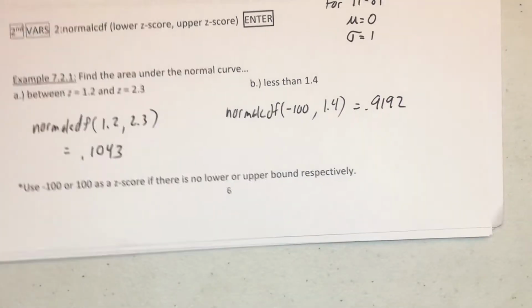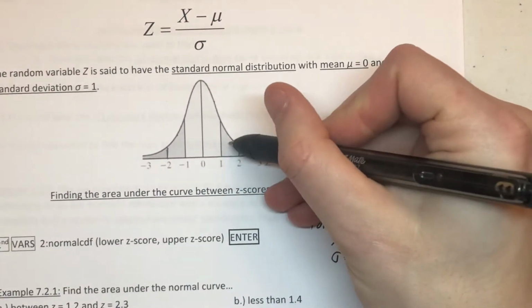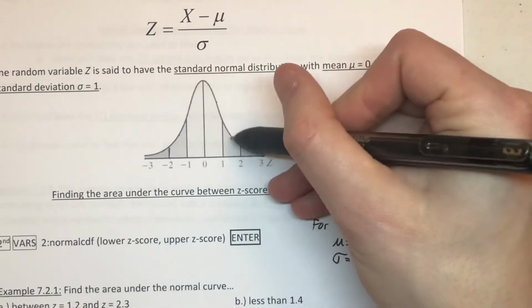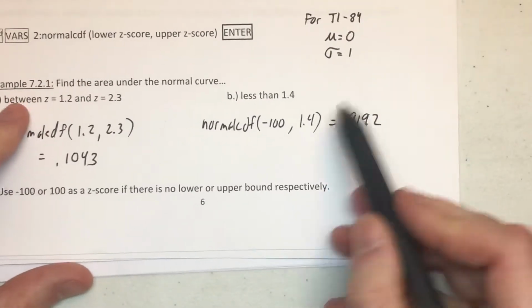And notice, let's go back to the picture for reference. That makes sense. 1.4 is way over here. This looks like the vast majority of the curve if I'm talking about everything left of 1.4, right? There's not a lot to its right. So it makes sense that this is a pretty high value.